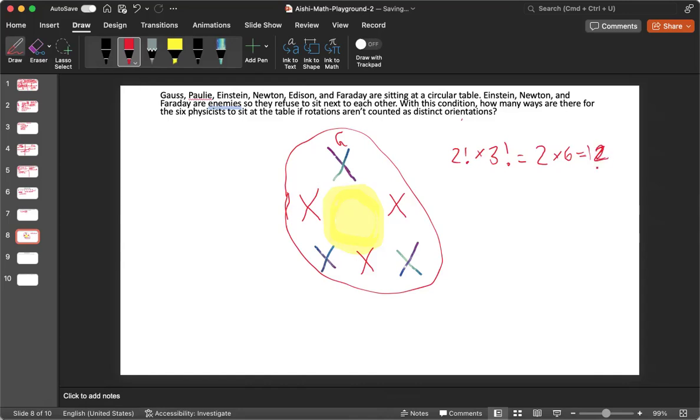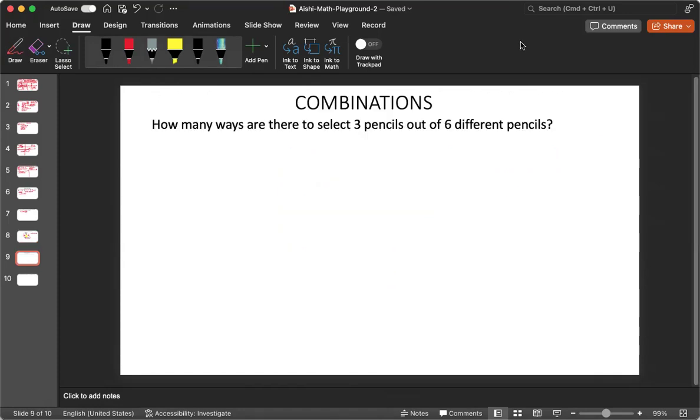It's not too hard. Circles and other things, they all have something in common. Now let's move on to combinations. It's almost the same thing as permutations, but instead of ordering stuff, you have to find how many groups you can make. So our first problem is, how many ways are there to select 3 pencils out of 6 different pencils? Since we've cleared our permutations, let's try this similar to permutations.